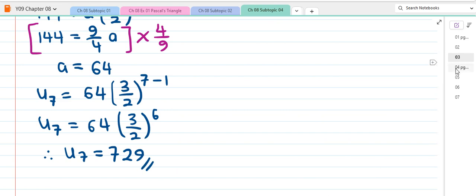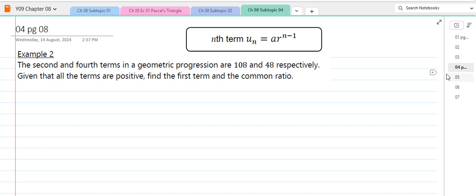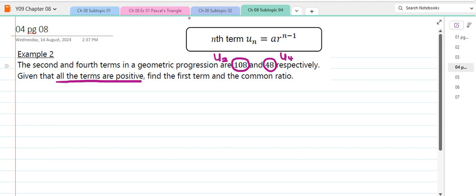Right, so that's for the first example. On the next page, this is the next example. For this one, the second and the fourth term in the geometric progression are 108 and 48 respectively. So as far as we know, 108 is U2 and 48 is U4. Given that all the terms are positive, find the first term and the common ratio. So here the missing terms are A and also R.